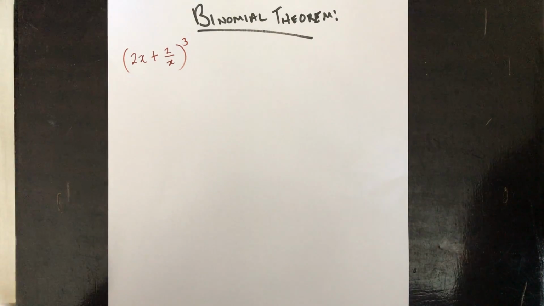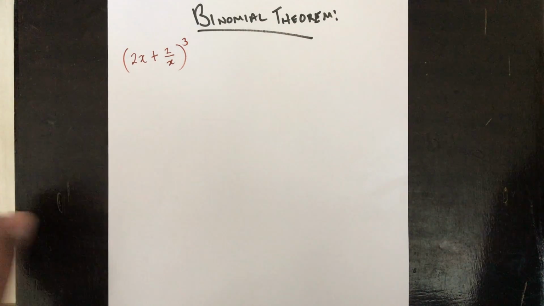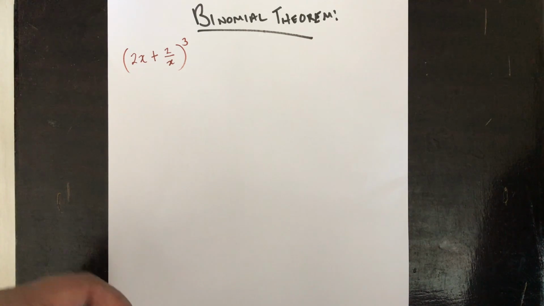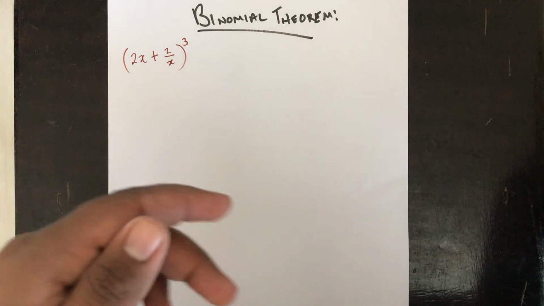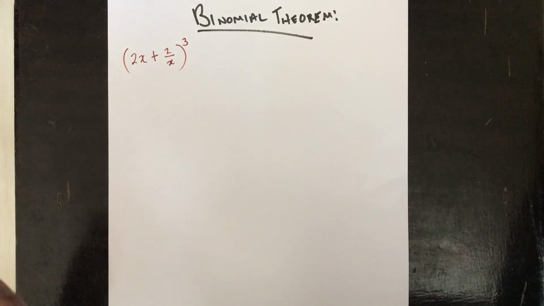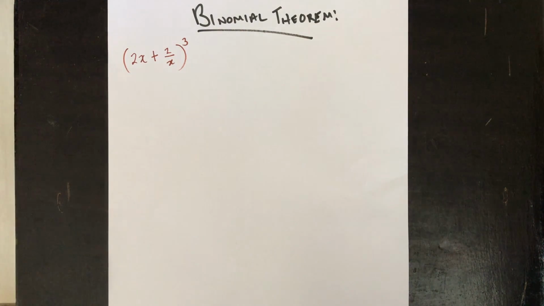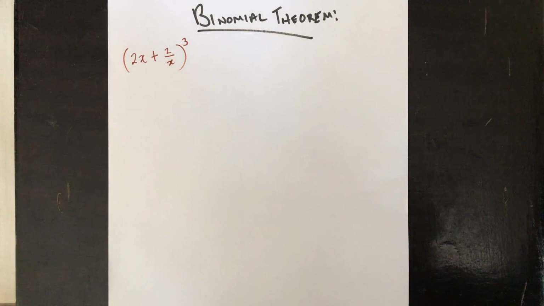Alright, so we're given another question. Expand (2x + 2/x)^3. If you looked at the last video, you must have understood a slight idea of the binomial theorem, and you must have also understood how we can apply it.